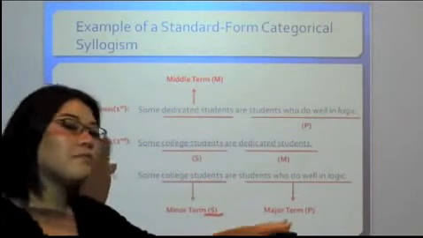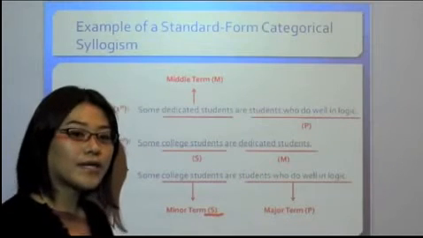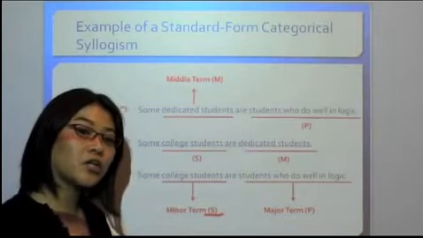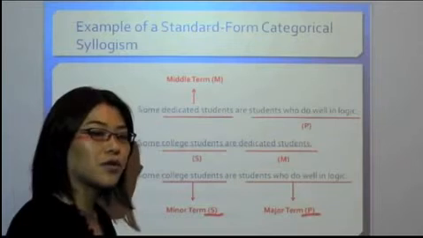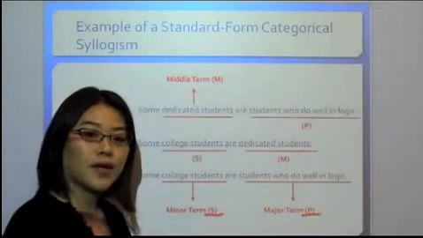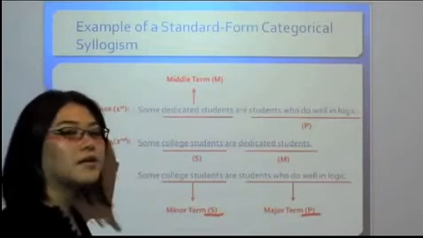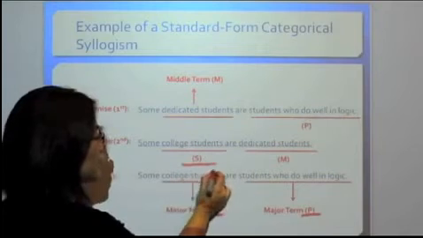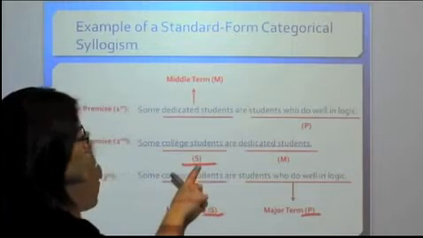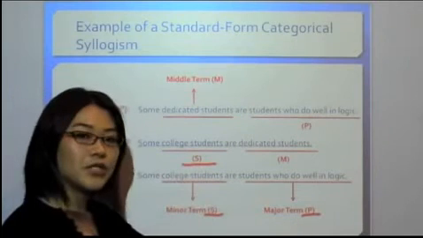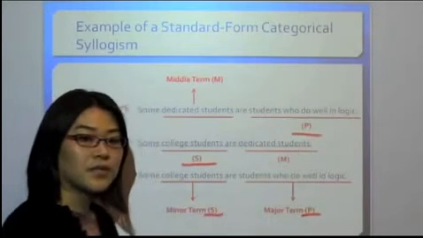Okay? We also have the major term, and the major term for a standard form categorical syllogism will always be the predicate term of the conclusion. Okay? So in this case, we're going to represent the major term with the letter P to represent the predicate term of the conclusion. Okay? And that's going to be the major term. Now notice how we have the minor term represented by the S for the subject of the conclusion, okay, here in this premise, as well as the major term, okay, which is the predicate term of the conclusion, here in the premise as well.